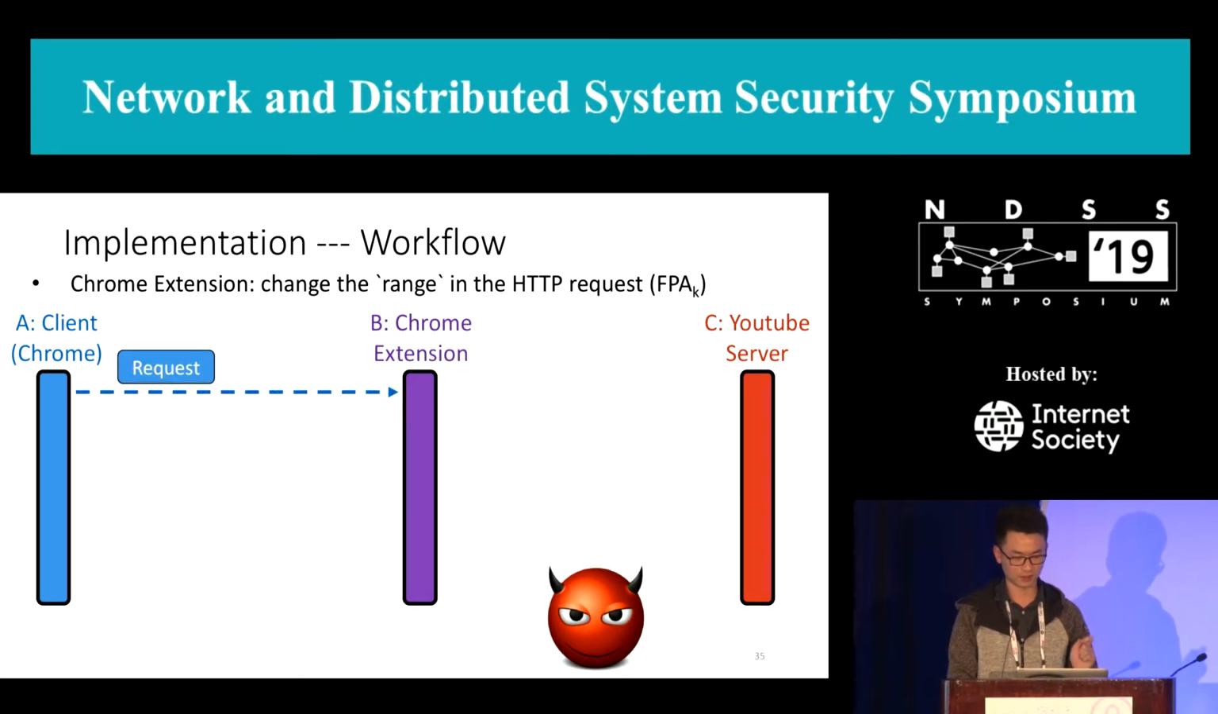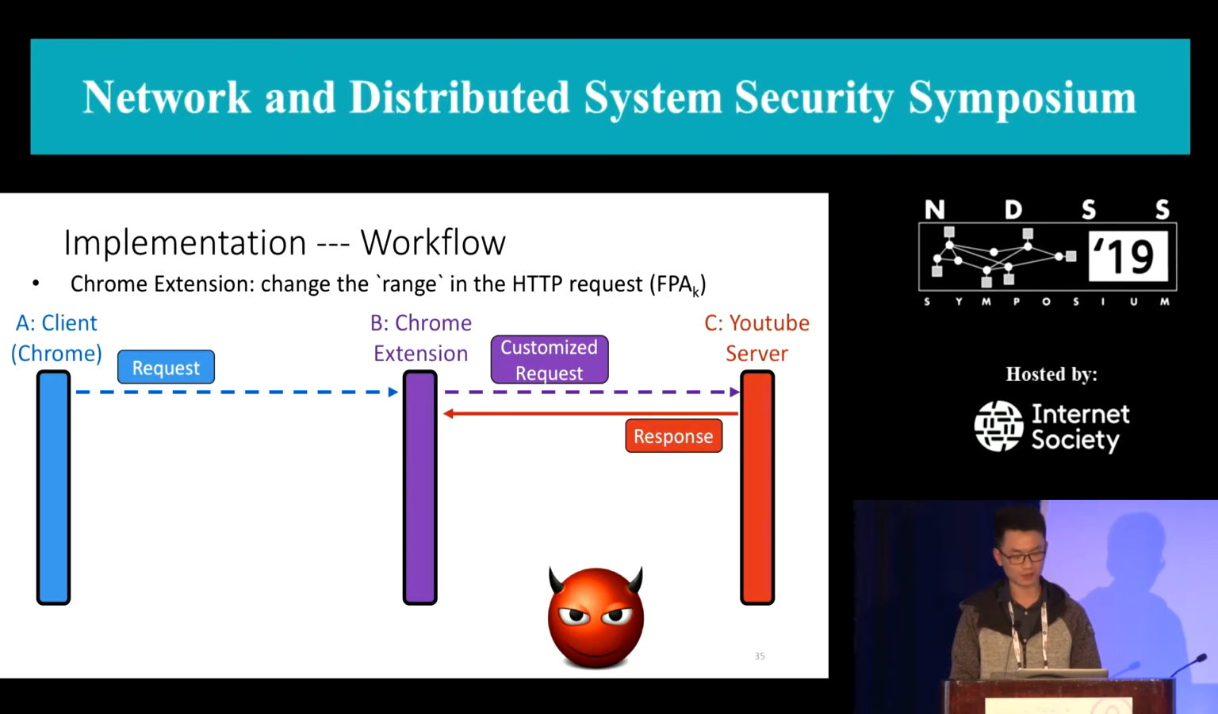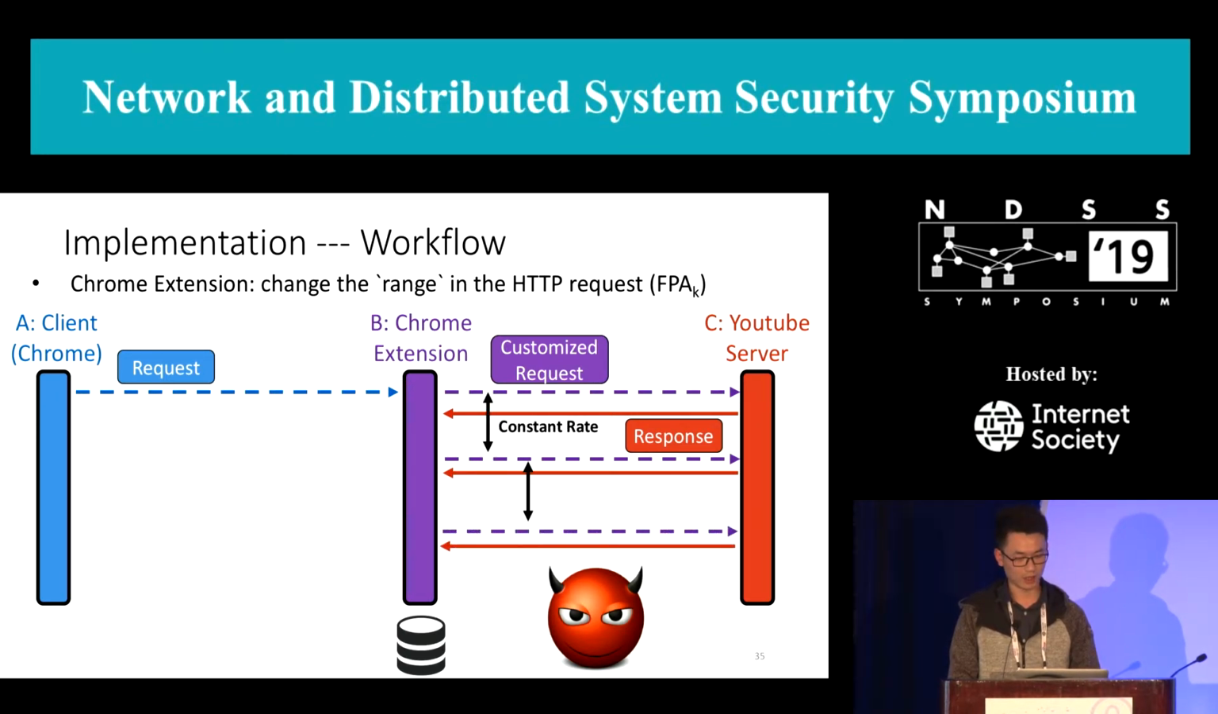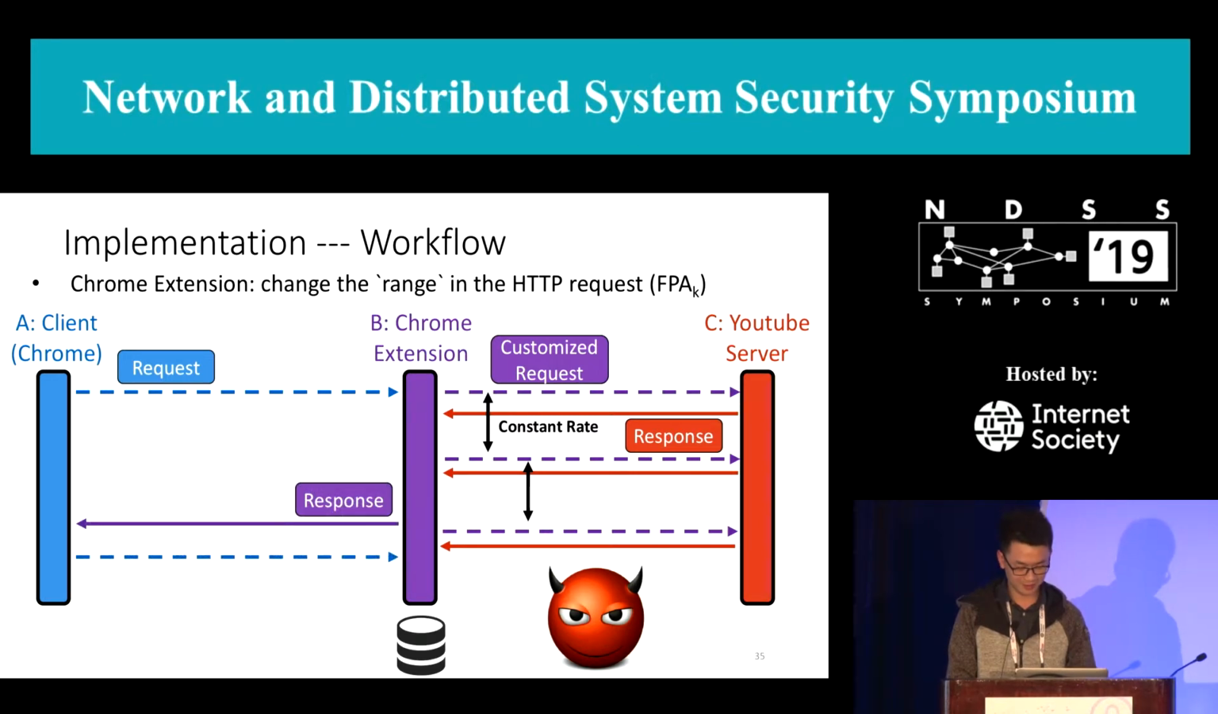The client first initializes a request, which is intercepted by the extension. And then the extension will modify the range of the request and send this customized request to the YouTube server. Then the response will be stored in a local storage. So here the request will be sent at a constant rate, for example, once per second. And then whenever there is a pending request from the server or from the client, the extension will return the requested portion from the local storage. So in this way, the YouTube packets seen by an external observer are fully controlled by the extension. Since the request pattern from the proxy is differentially private, traffic analysis is no longer effective.